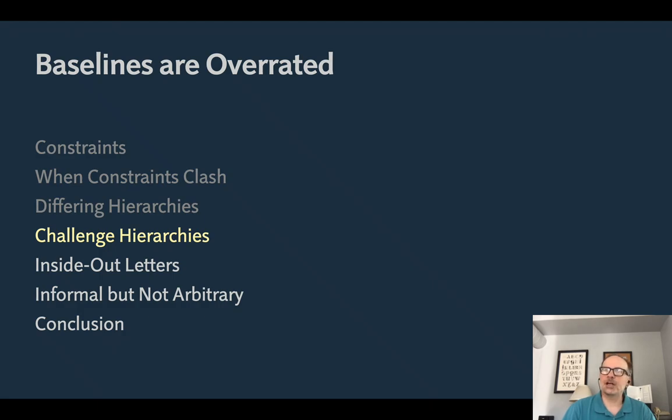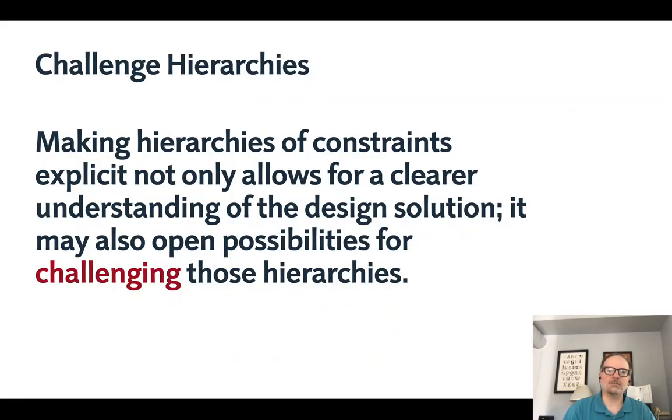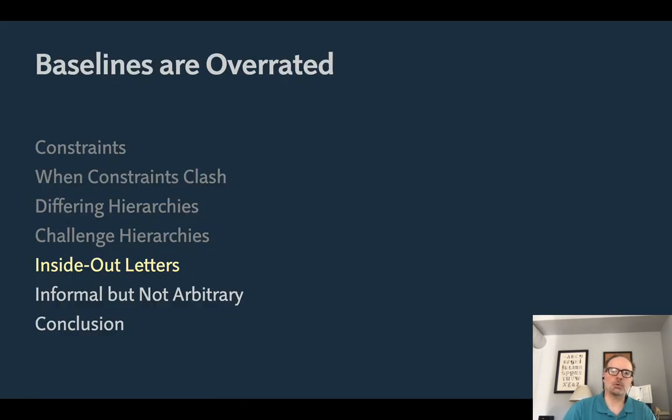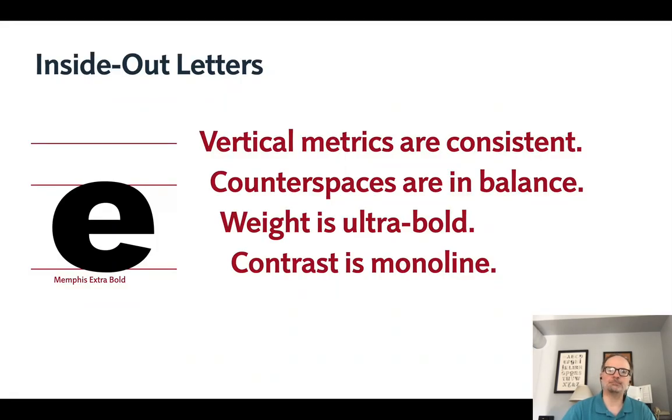So what we have here is not only that there are hierarchies of typographic values in a given font design, whether they're explicit or most often implicit, but knowing those are hierarchies and that they can differ invites the opportunity to challenge them. Making hierarchies of constraints explicit not only allows for a clearer understanding of the design solution, it may also open possibilities for challenging those hierarchies. And that's what I want to talk about next, with a kind of experimental, unreleased design I'm working on now, which features what I might call inside-out letters that I want to share with you.